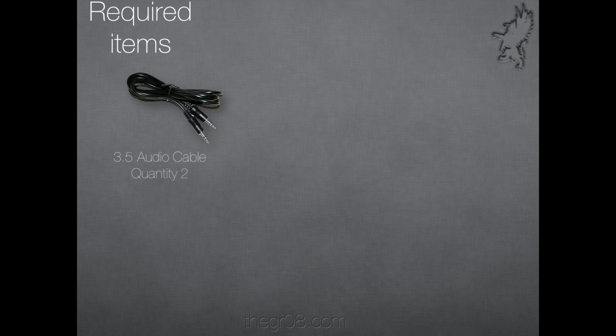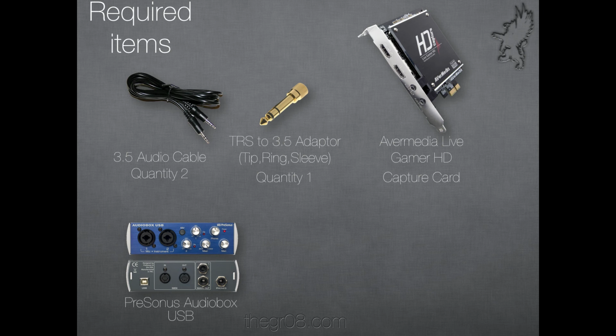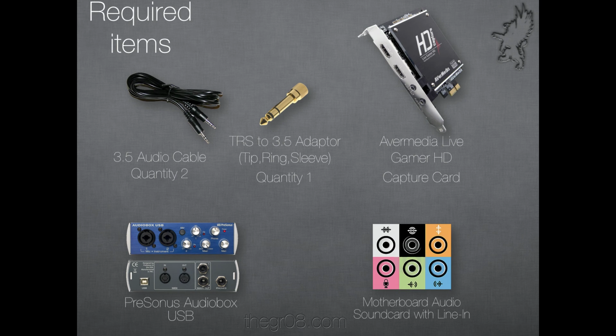This tutorial will teach you how to capture audio from an audio interface. The required items for this tutorial will be two 3.5 audio cables, one TRS to 3.5 adapter, also known as tip ring sleeve, an AVerMedia Live Gamer HD capture card, a PreSonus AudioBox USB, which is the audio interface that I was referring to, and a motherboard audio sound card with line in. And for those that have trouble finding line in, here's where it's indicated. The red circle shows you.